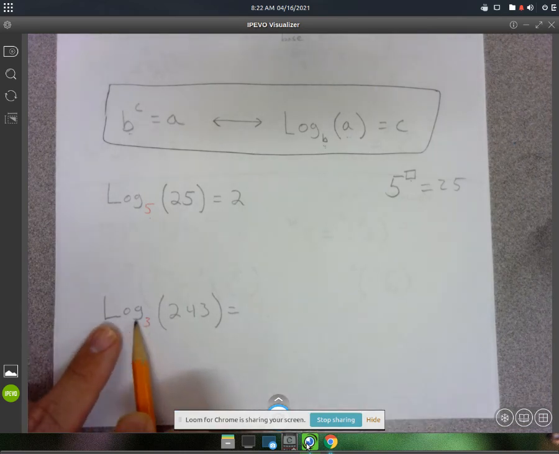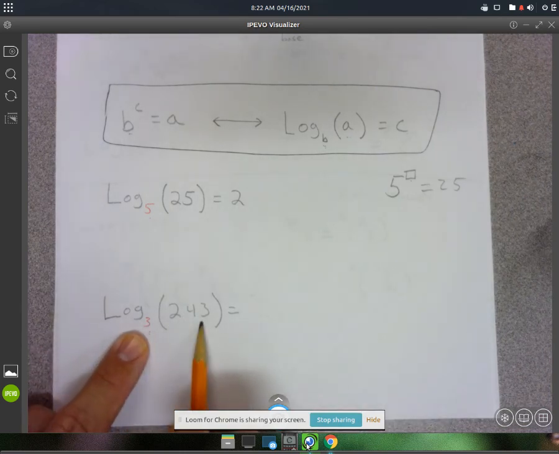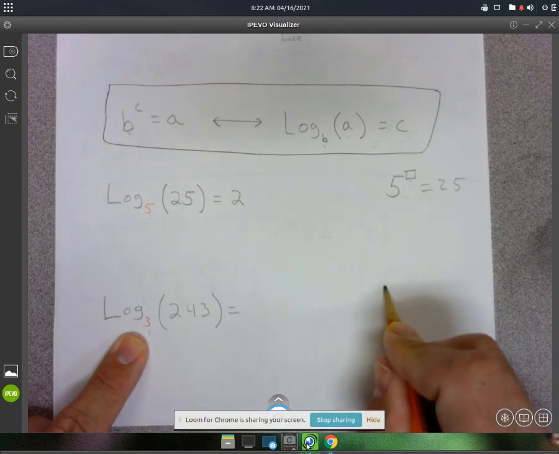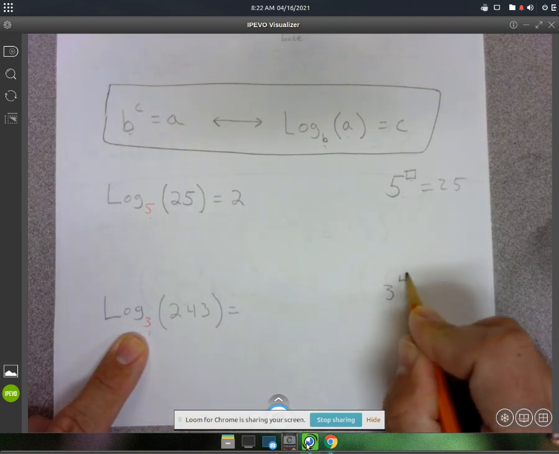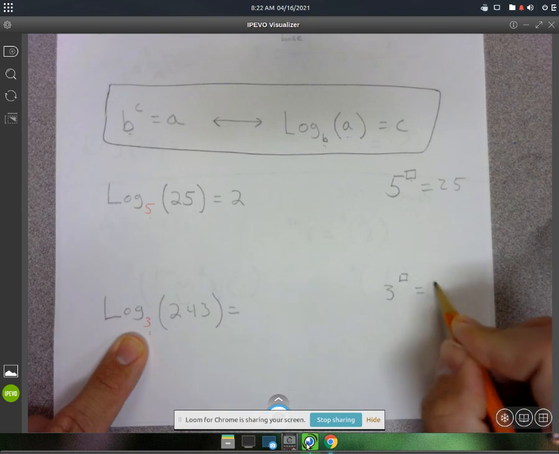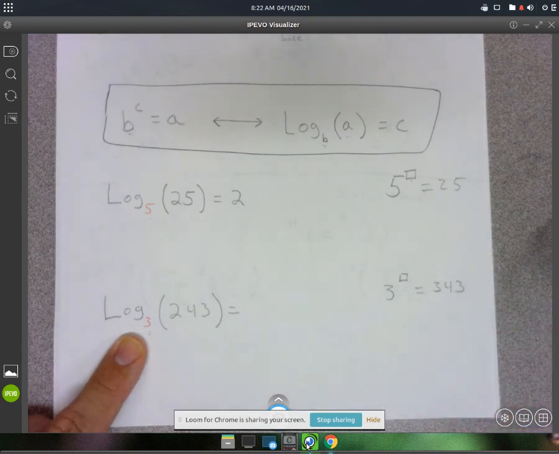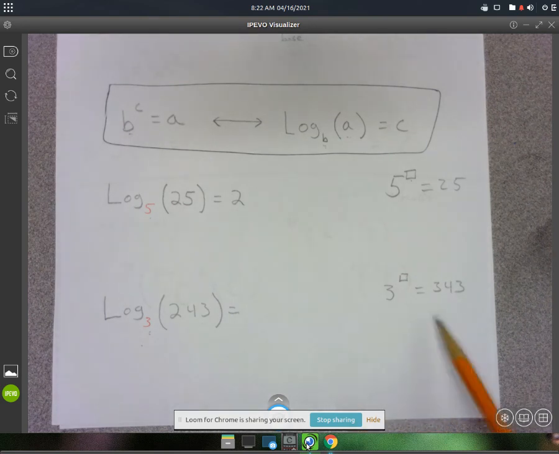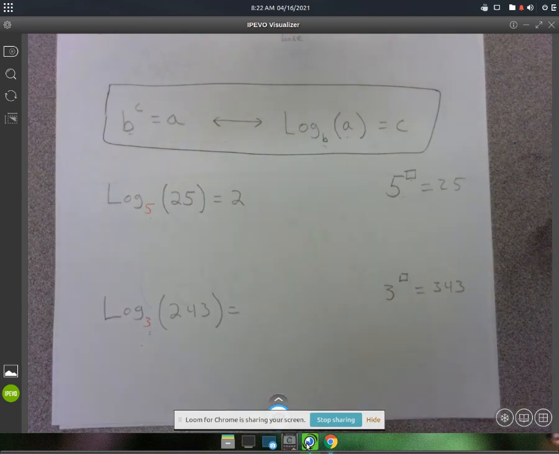All right, log base 3 of 243. This means 3 to what power will equal 243. So you have to ask, how many times do I have to multiply 3 by itself in order to get 243?